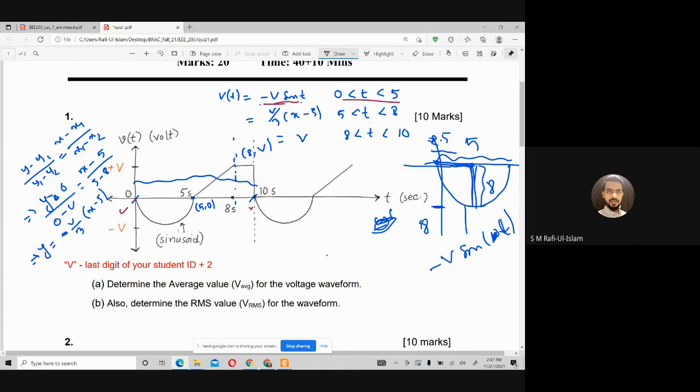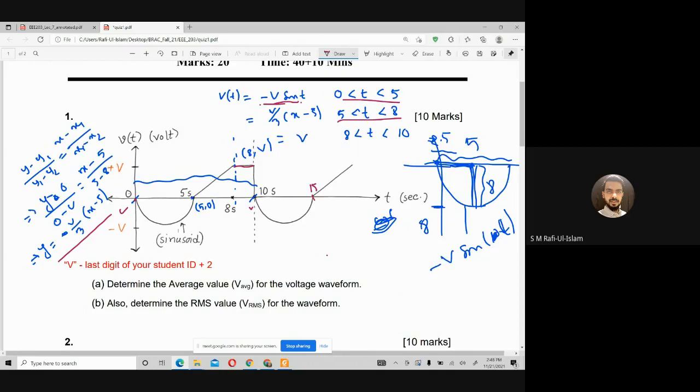So if I substitute these actual values here, then we will get an equation, and this equation is valid for time from 5 to 8. So I have defined time from 5 to 8. Similarly, we have the constant v. So this is nothing but plus v, and the range is 8 to 10, but after 10 it is getting repeated. So I don't need to write any more.